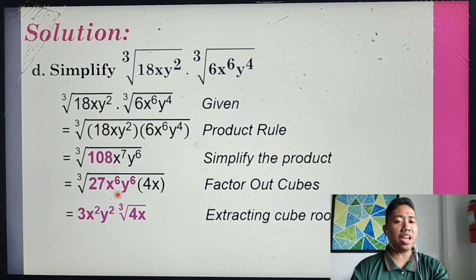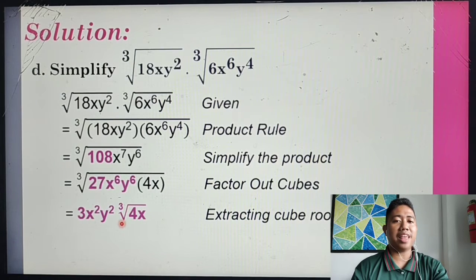The cube root of x to the 6 is x squared, so y x squared, because now we divide the exponent 6 by the nth root. So 6 divided by 3 becomes 2. Same with y to the 6th power: 6 divided by 3 becomes y squared times the cube root of 4x. So 3x squared, y squared times the cube root of 4x. And that is our final answer.